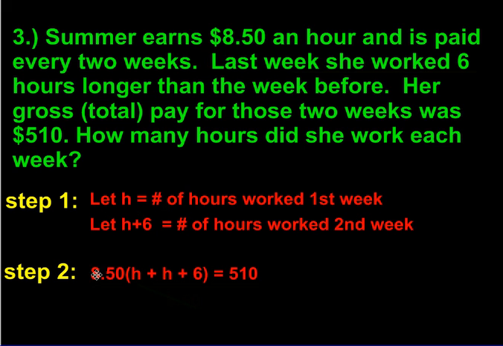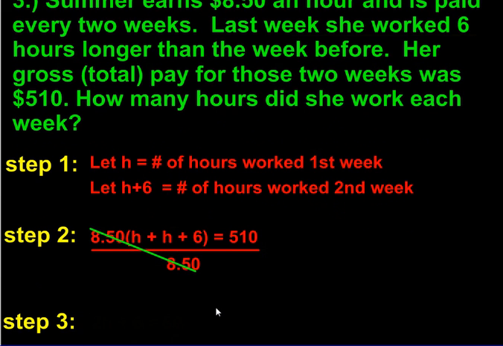So we're going to take the amount of money she makes per hour and times that by the number of hours, which for the moment we know to be H plus 6. And we're going to say that that equaled $510. Now we're going to divide by 8.50 because our goal is to try to get H by itself. If we divide by 8.50, we're going to cancel out these 8.50s right here. And we're going to be able to combine the H's and bring the 6 down and get another number for that. So we have our 2H plus 6 equals, once we divide this out, 60.